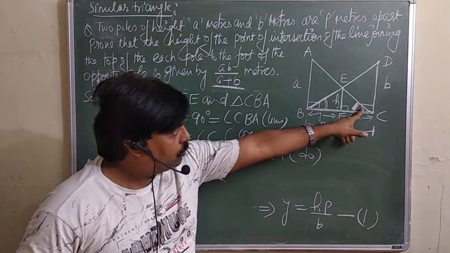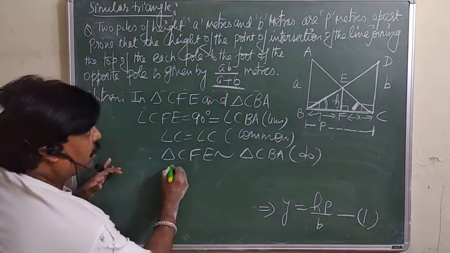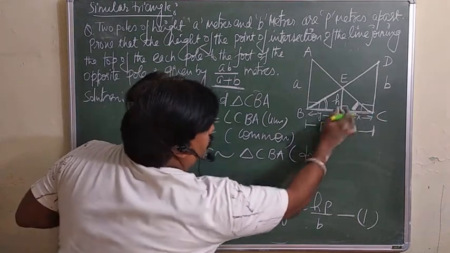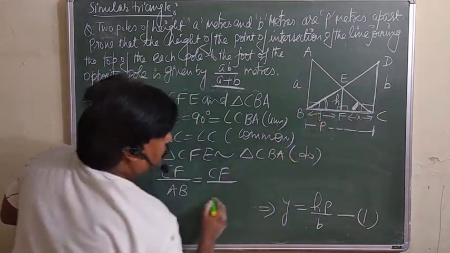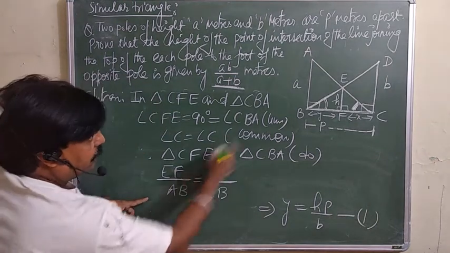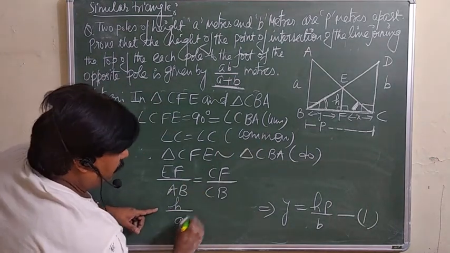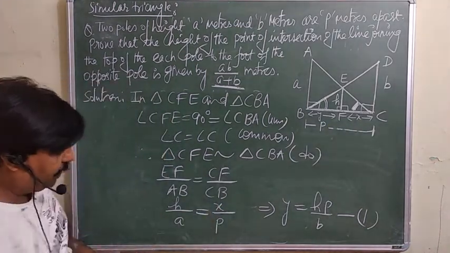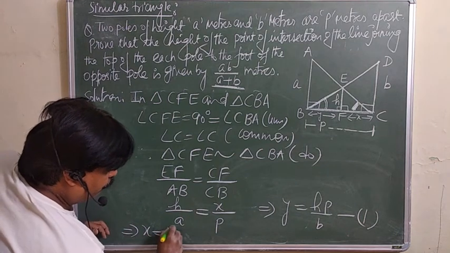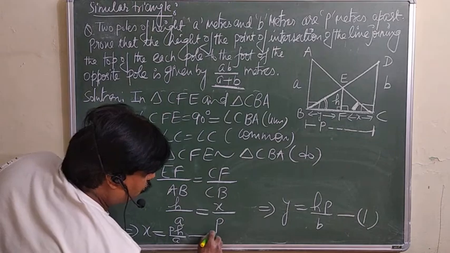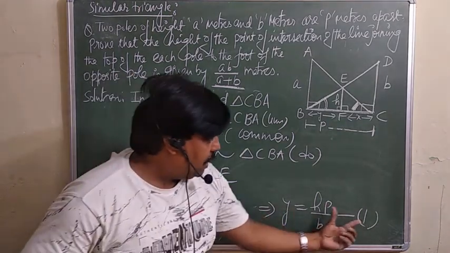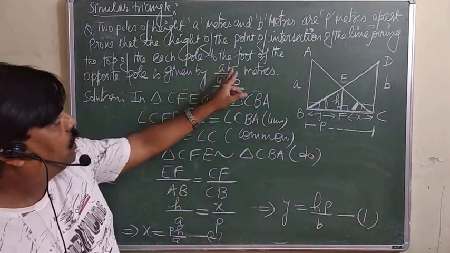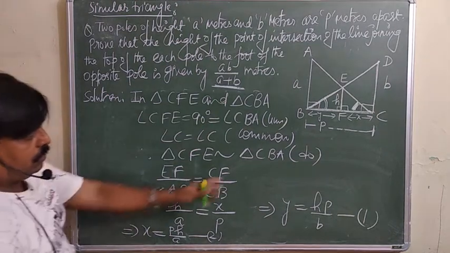Now you can take the ratio. We are starting from the smaller, so the opposite side H, I am taking EF over AB, which will be equal to CF over CB. So EF is H over AB is A, equal to CF is X over CB is P. So from here you will get X is equal to PH over A. This is your equation 2. Now just add equations 1 and 2, because we don't want x and y. We want H in terms of A, B and P.